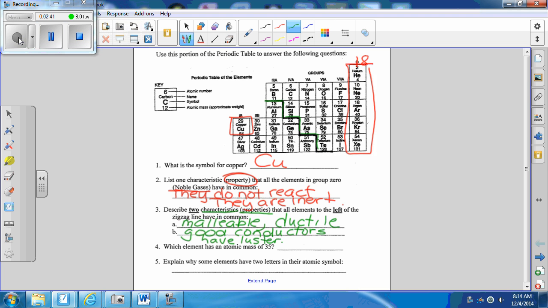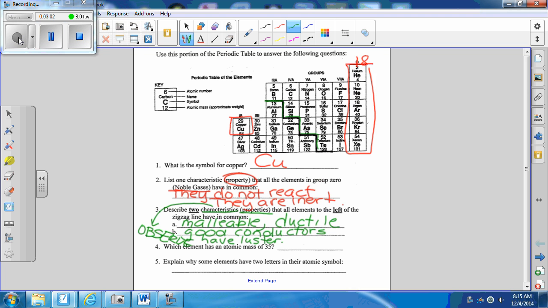You can't say they're metals, that's an inference. You can't observe that it's a metal. You can observe that it's malleable, has luster, it's a good conductor, and it's ductile. So when they ask you for a characteristic, this is something you have the ability to observe. It all goes back to the first skill that we learned in September, observation and inference.